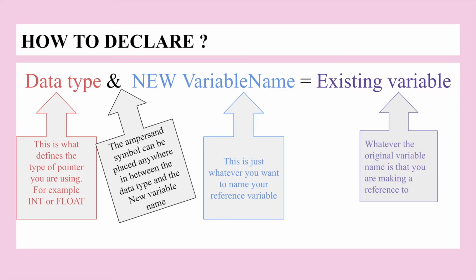So we declare it kind of similar to the pointer. We have data type, the ampersand symbol, which can also be placed anywhere in between, your new variable name, and the existing variable that it is referring to. If you want, you can pause this and read these.